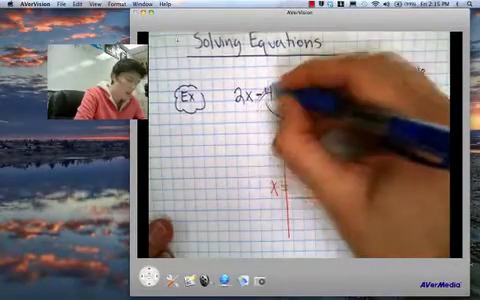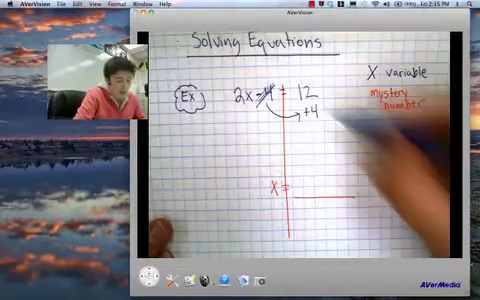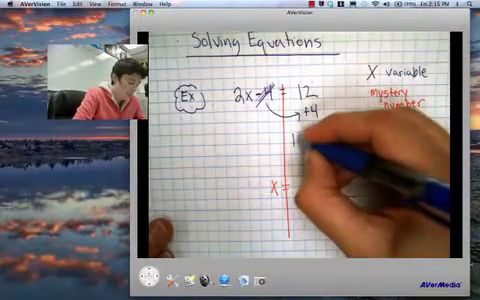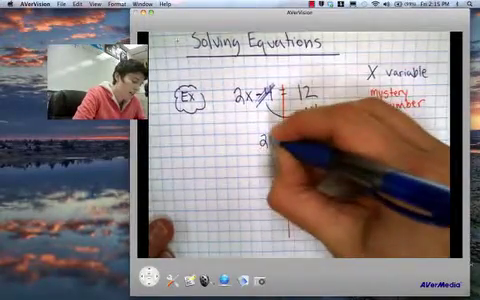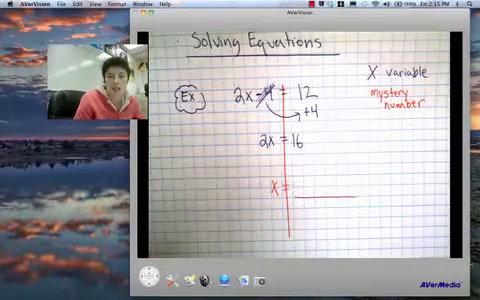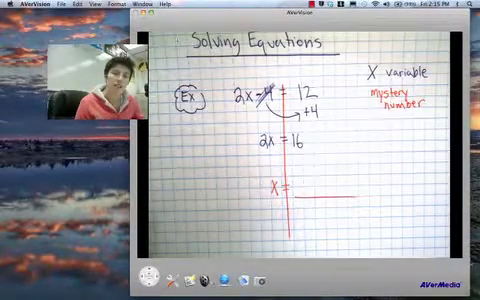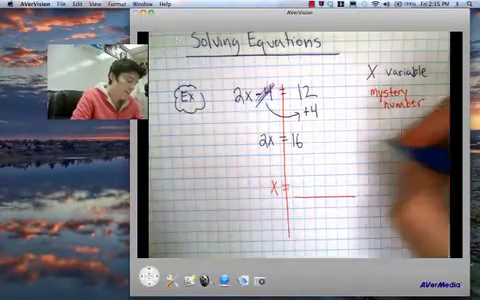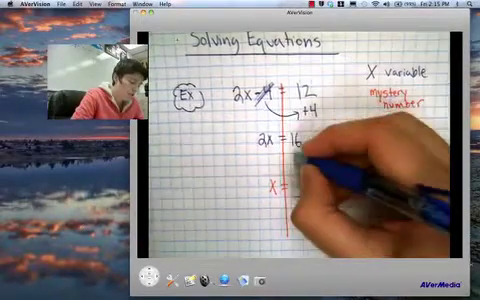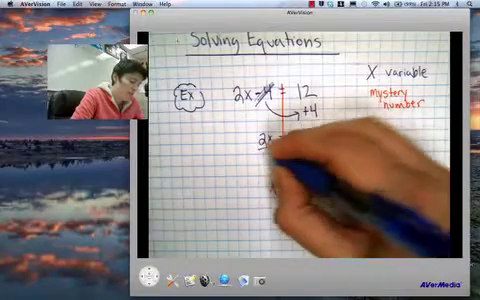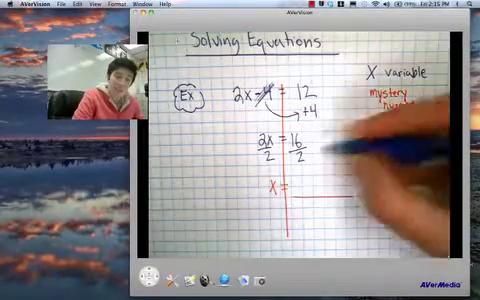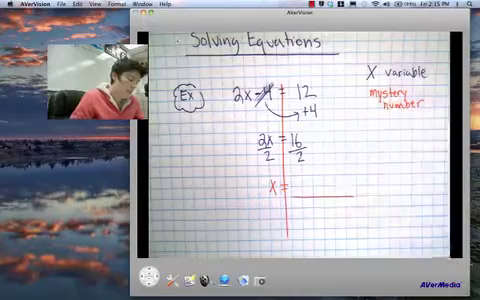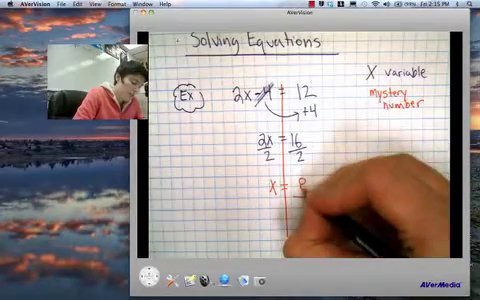So we cross it out because it's moved over. And 12 plus 4, that's easy, that's 16. So I have 2x equals 16. If I've got 2 x's and 16 somethings, I can split it up. I can say, let's divide the x's into 2 groups and divide each side into 2 groups. And 16 divided by 2 is 8. So I'm going to say my answer is x equals 8.